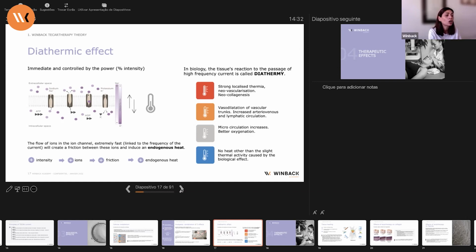If you want to work on the orange, we have a vasodilatation of vascular trunks. Here we have just increased the arteriovenous and lymphatic circulation. Here we have a thermical response that you can clearly see. And if you work on red, you have a strong localized thermia. We really have a new blood flow. We induce neovascularization, neocollagenesis. We induce a creation of new capillaries, and we induce the synthesis of collagen.